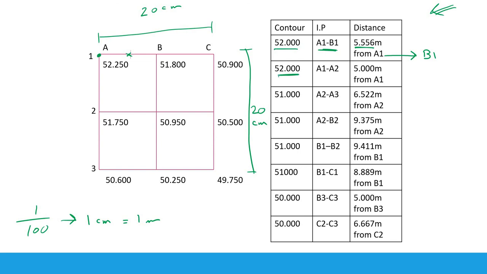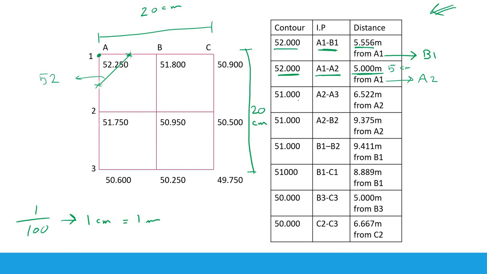Now the second point, for a contour line of 52 between A1 and A2, I will measure 5 centimeters from A1 towards A2. So from A1 to A2 I will measure 5 centimeters. I have just these two locations for contour line 52, so now I will join them using this line, and this is contour line 52. Now we will repeat this for 51 and 50.